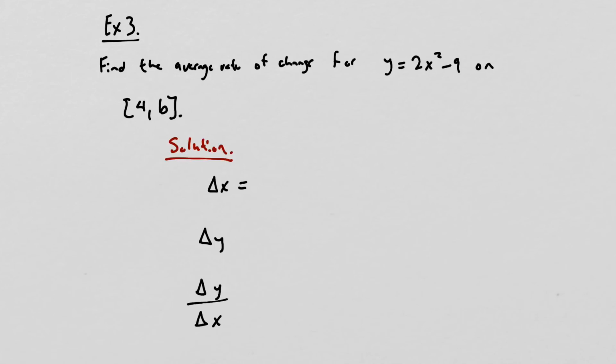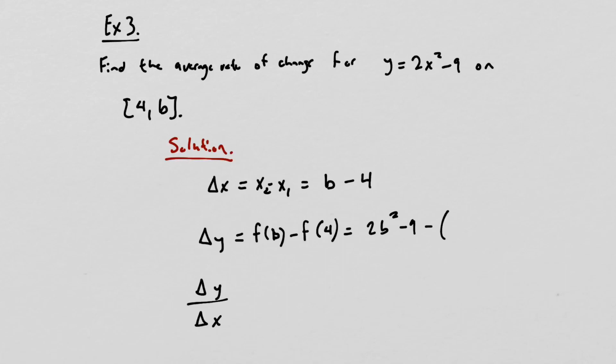So the change in x, again, is x2 minus x1, which we end up getting as b minus 4. Our change in y is going to be given by f evaluated at b minus our f evaluated at 4. This is going to be 2b squared minus 9 minus our 2 times 4 squared minus 9.